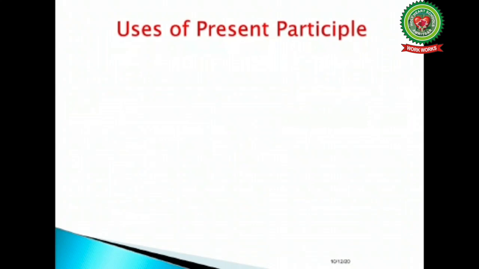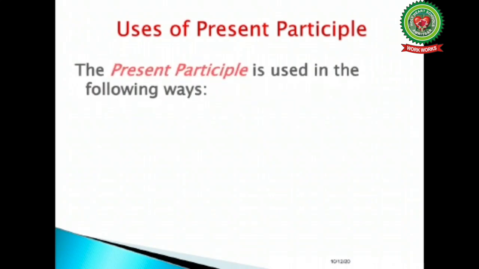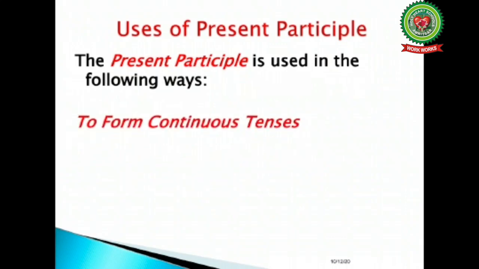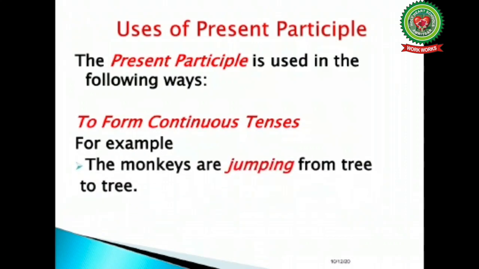Let us understand the uses of present participle. The present participle is used in the following ways: to form continuous tenses. For example, the monkeys are jumping from tree to tree. Children, in this sentence, the word jumping is formed from the present form of the verb jump by adding ing. Thus, the word jumping acts as a present participle, denoting that the monkeys are continuously jumping from tree to tree.